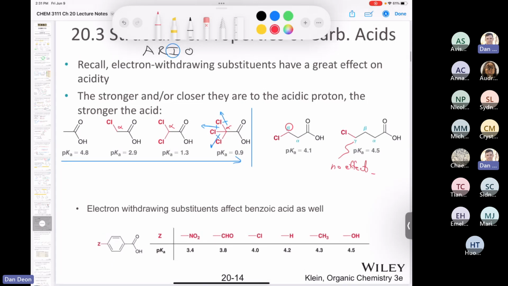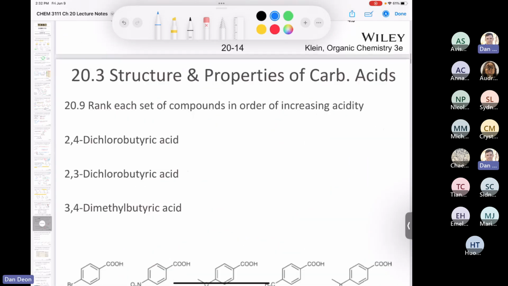What else? If we have a benzoic acid derivative, this is benzoic acid right here. If you have an R group that's just a hydrogen, this is benzoic acid. Well, if you add an electron withdrawing group, like a nitro group or a carbonyl or a halogen, these are all electron withdrawing groups, right? They're going to stabilize the conjugate base, and therefore these are going to be stronger acids than benzoic acid. And of course, if you put an electron donating group, like a methyl group or a phenol, they're going to have the opposite effect.